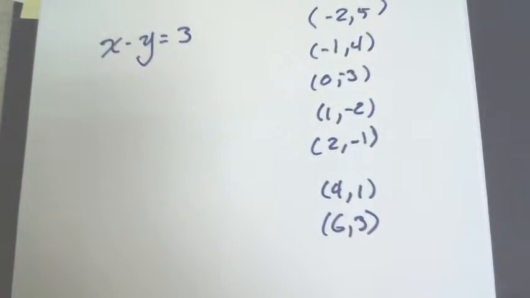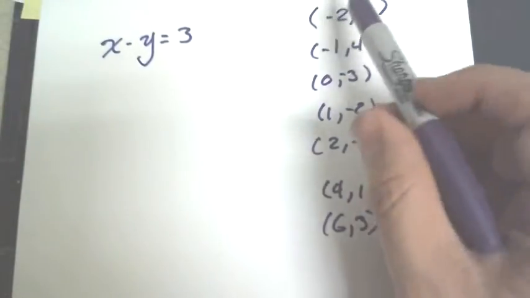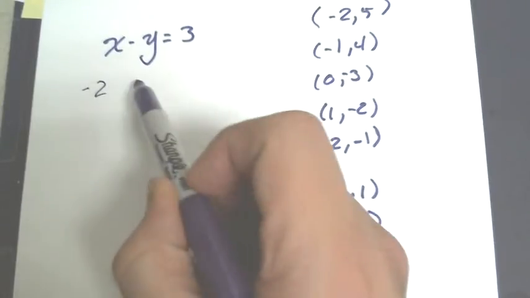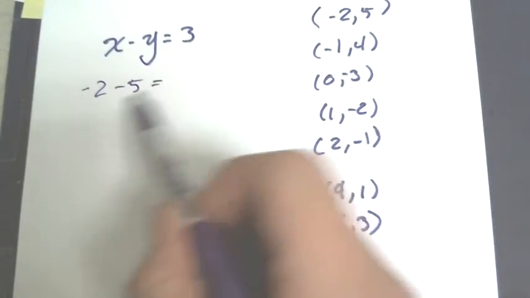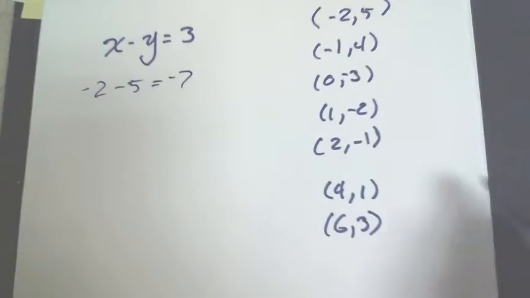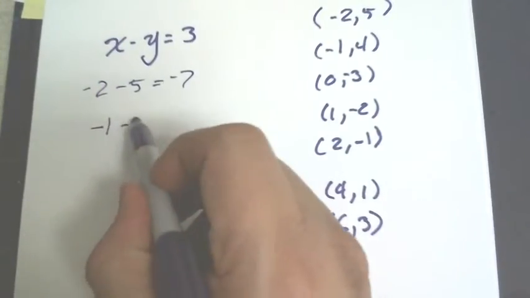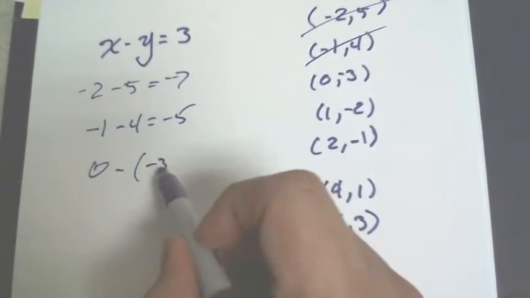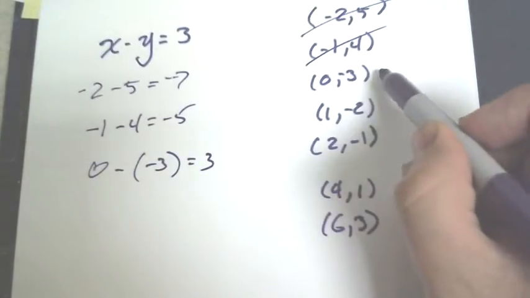Well, the nice thing is we only do need 2 points that work. The big key is they have to work, and they have to be plotted properly. Now, a lot of these points do work, but a lot of them actually have some trouble. Like the (-2, 5). If you put in -2 minus 5, you get -7. If you put in -1 minus 4, you get -5. Neither of those work. You put in the (0, -3), you do get 3, so that one works.